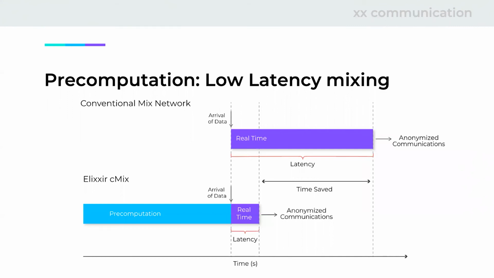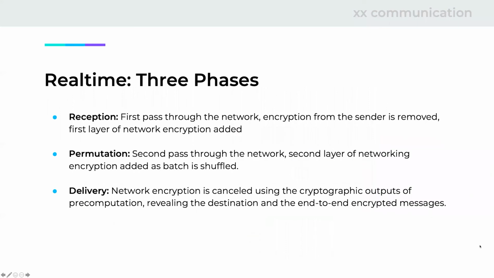On the next slide, we can see that pre-computation, as I discussed before, isn't just a single mixing phase, it's actually three phases. The first phase is reception. This is when the messages are received encrypted for the network.